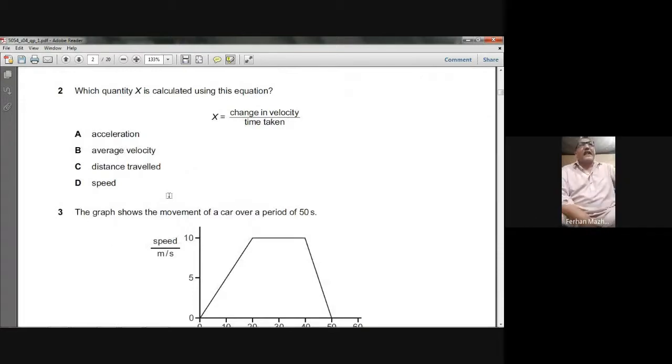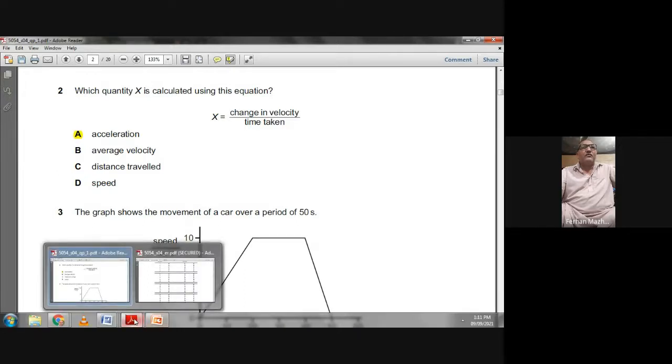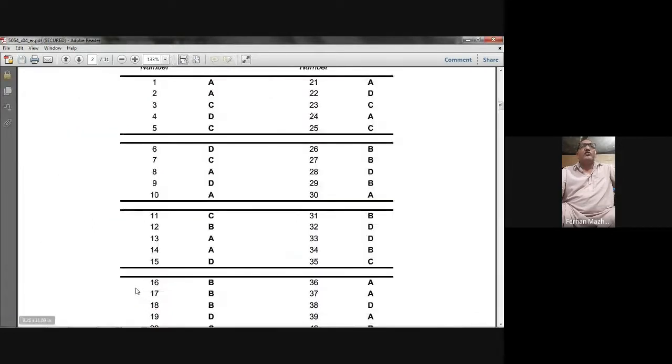Which quantity x is calculated using this equation? Change in velocity divided by time taken. This gives you acceleration. Change in velocity divided by time taken is equals to acceleration. So it means A is the choice. Let's check. Question number 2, A is the choice.